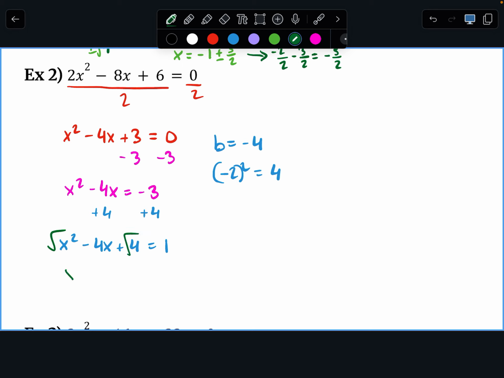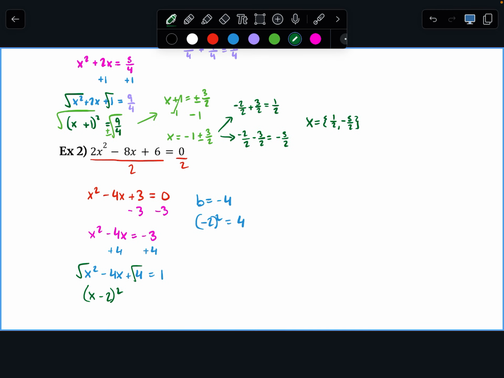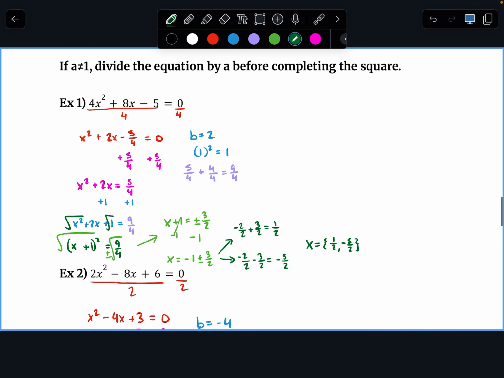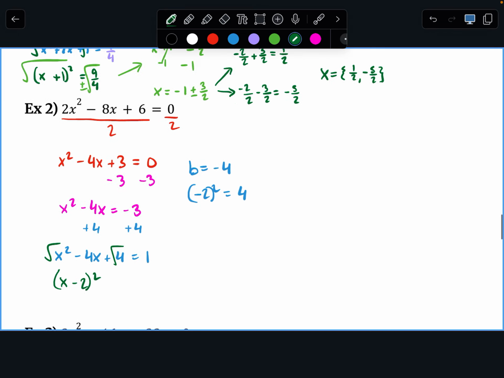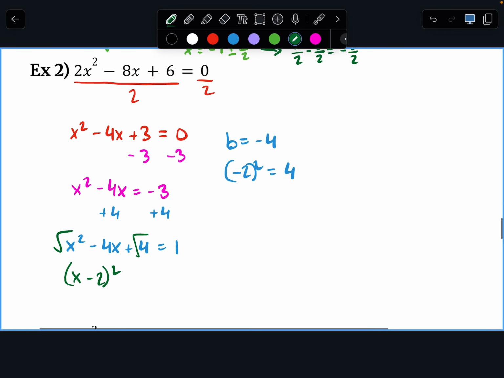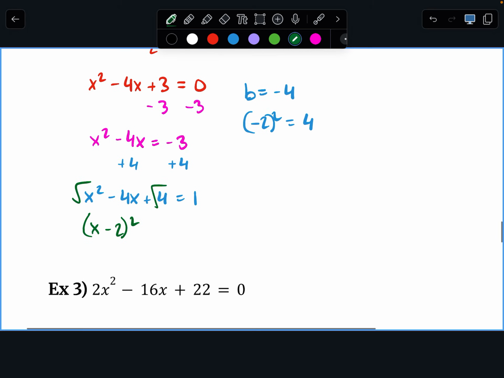Yes? On the last one, why do we put 0 over 4 when 0 divided by 4 is 0? Because I still have to divide the whole thing by 4. It doesn't change the number. You're right. I just put it there to show the consistency that I am, in fact, dividing both sides by 4. But yeah, it doesn't change your answer.